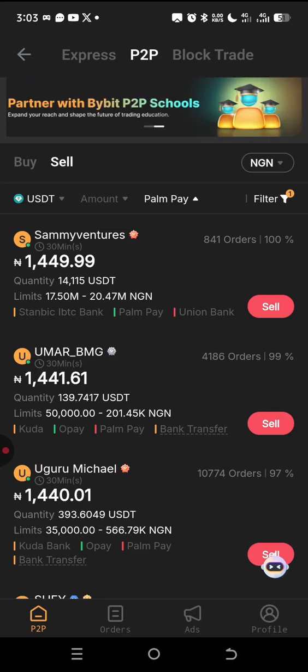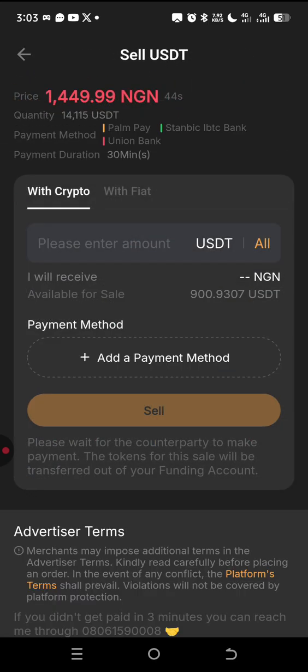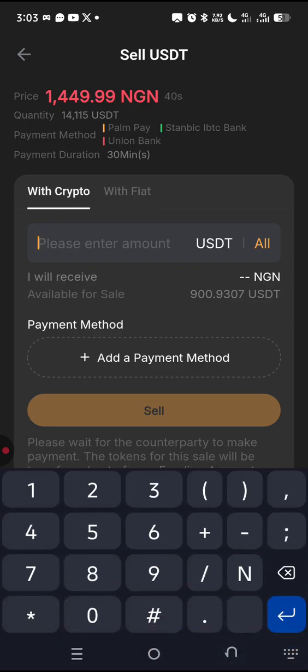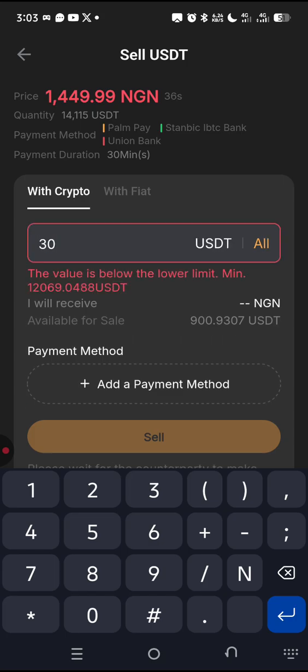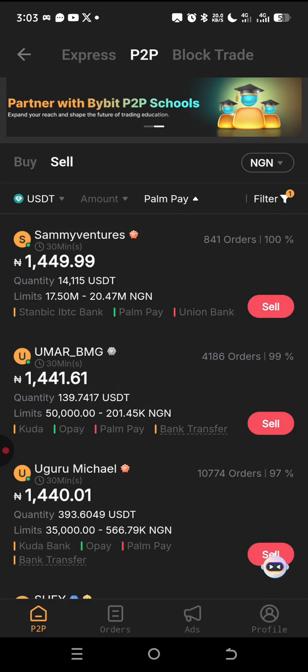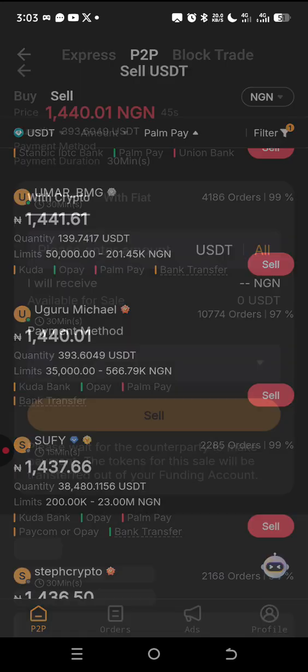If I tap sell, I'm going to put in the amount I want to sell. I have $900 there. So let's assume I want to sell $30 or $300. The minimum this person can sell is 1,000. Maybe this person has no current limit. Let me go to somebody else. The same procedure. You just tap on sell.